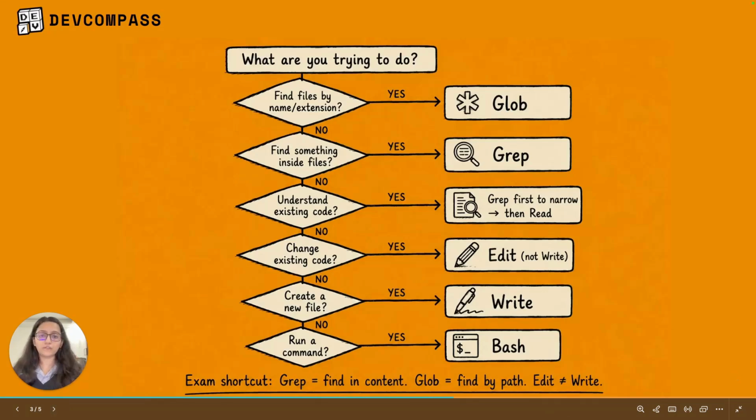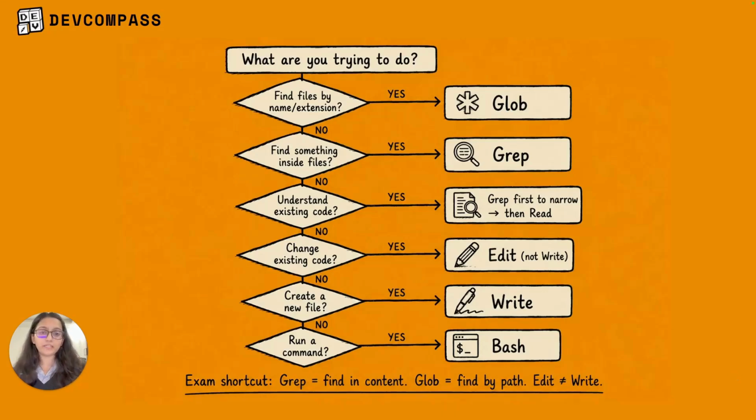Now the decision flow chart, which is super important, because the real question isn't what does grep do. That is super simple. Why would Anthropic ask us that? But which tool do I reach for right now, like I was mentioning? So let's look at the flow chart. What are you trying to do? So let's say find files by name or extension.